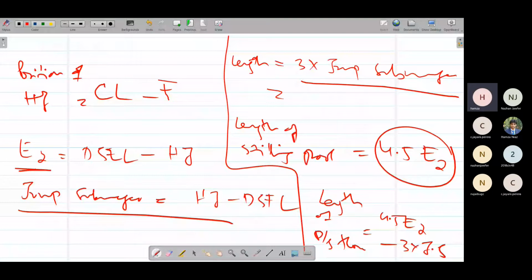In Blanch's method, we can only get the downstream floor level. We cannot calculate its length, but in this method, we can also calculate its length. So this is how we can calculate its length.